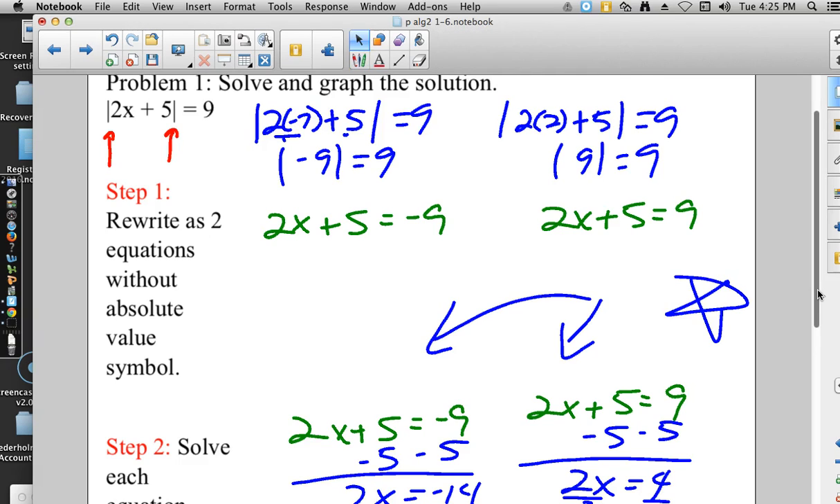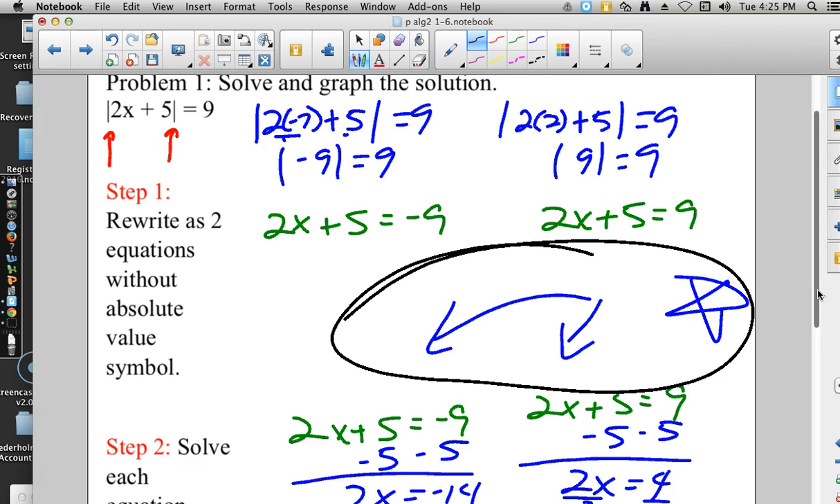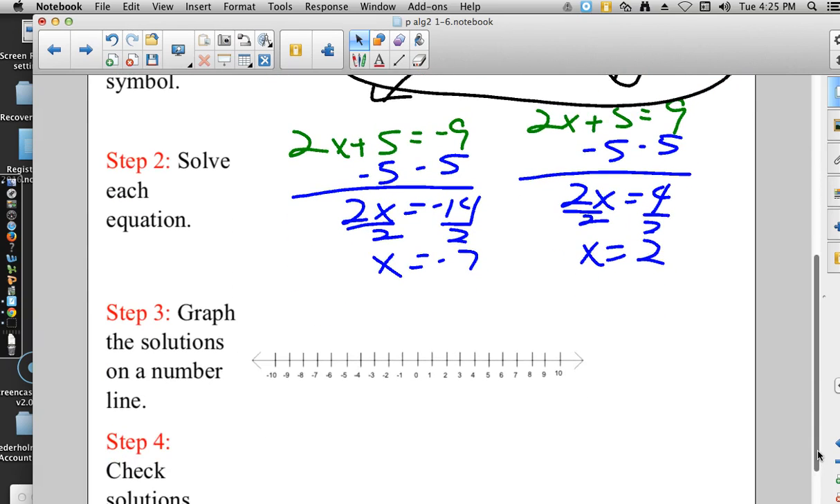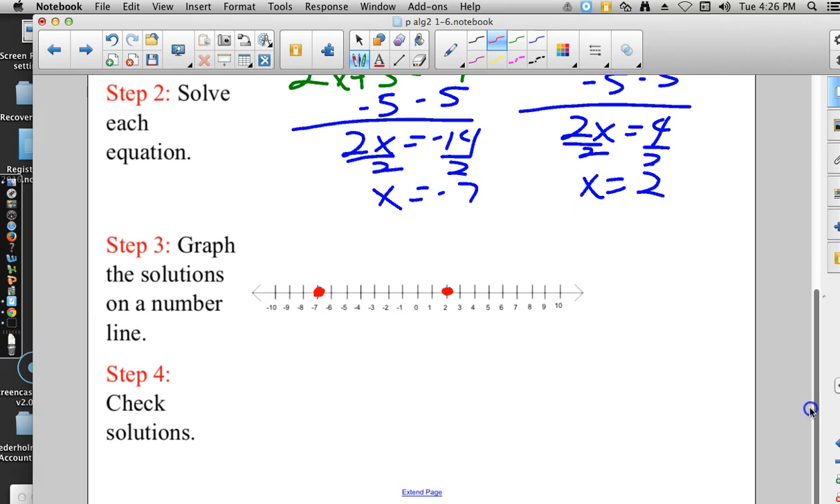So like I said, I want you to highlight this part right here: two equations, because that's the piece people forget about. It's not the solving. We've done the solving before. That's not the big deal. And then last but not least, it says graph those solutions on the number line. So we put a dot at negative 7, and a dot at 2, and there it is. We graphed our answers.